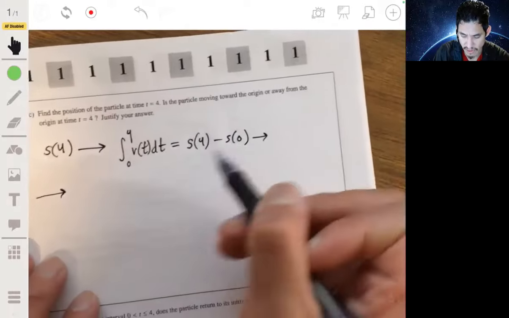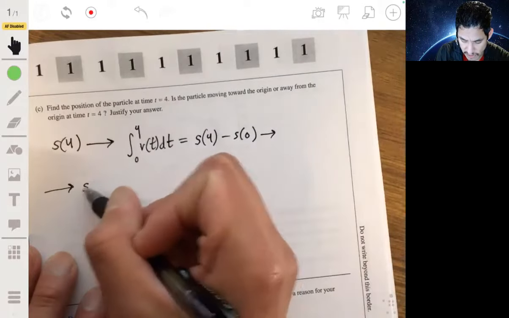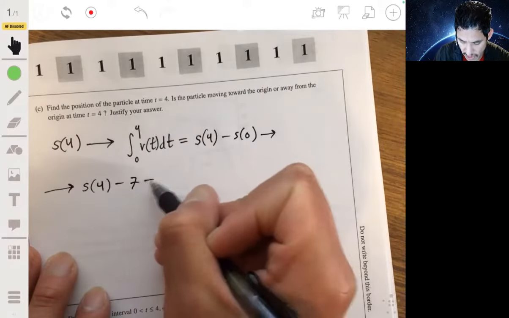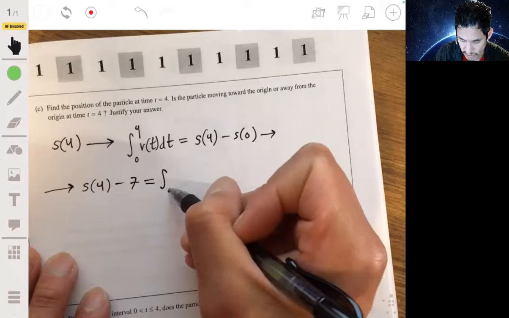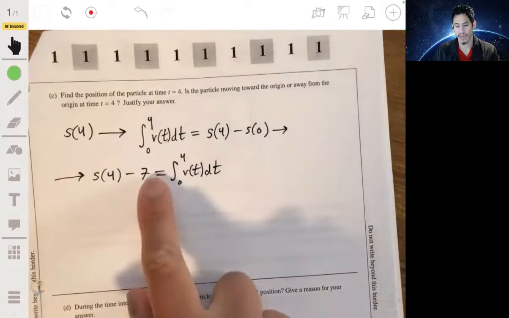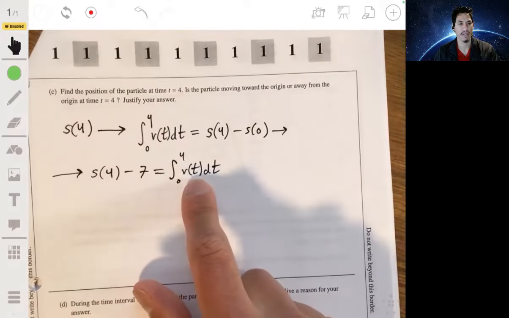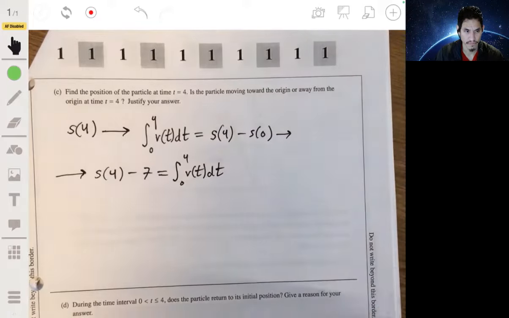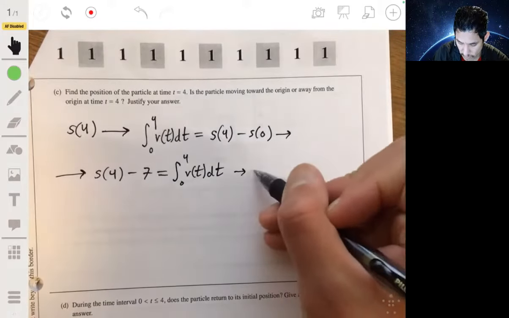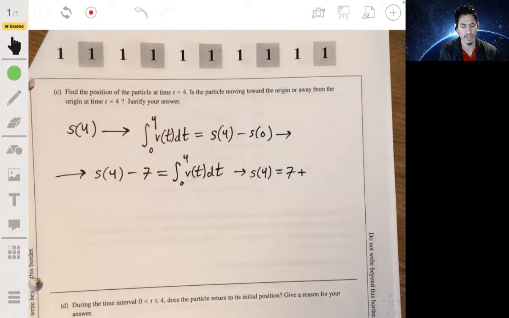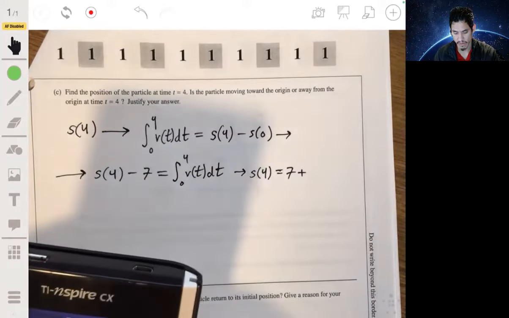Let's go to this next line. So we get s of 4 minus 7 is equal to the integral from 0 to 4 of v of t dt. So I can just first integrate this with my calculator and add 7 to it, and that'll give me s of 4. So s of 4 equals 7 plus whatever this integral is. Let's pop to our calculator.